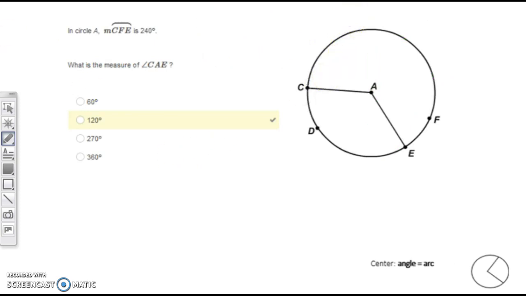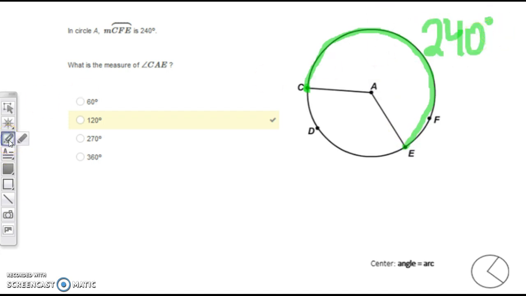Okay, the second quiz question. In circle A, the measure of arc CFE is 240 degrees. So we need to go ahead and trace out CFE. And remember, it has to come in that order. So I'm going to start at C. Then I need to go to F and then to E. So this entire green arc right here is 240 degrees.